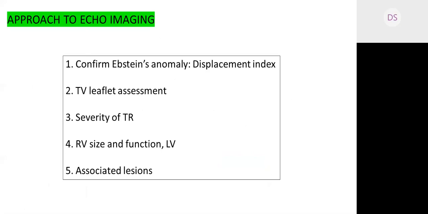So now on echo, what all do we see? First of all is to understand how to diagnose Ebstein's anomaly, and the primary crux is going to be the displacement index. Once we confirm that it's an Ebstein's, it's important for us to see what components of the tricuspid valve are affected, how is the leaflet quality, how is the amount of tricuspid valve regurgitation, then come down to the right ventricle, myocardium size and function, and then check for associated lesions.